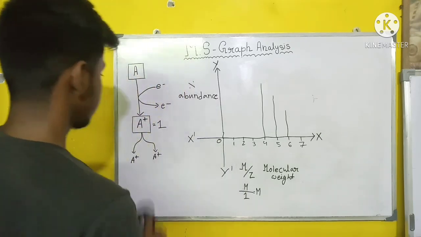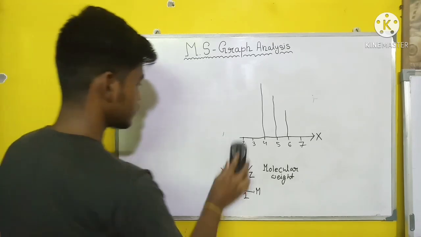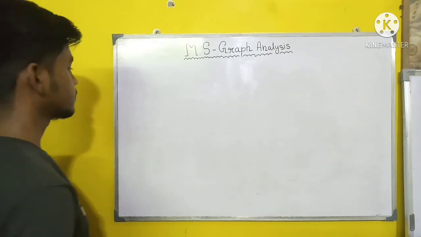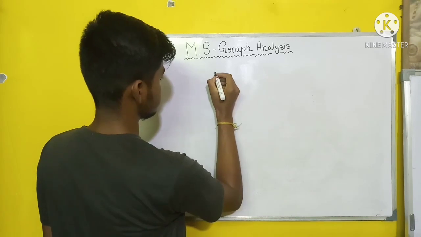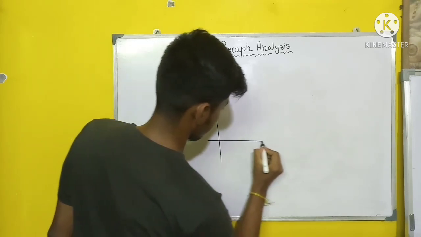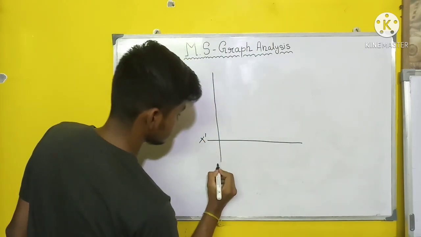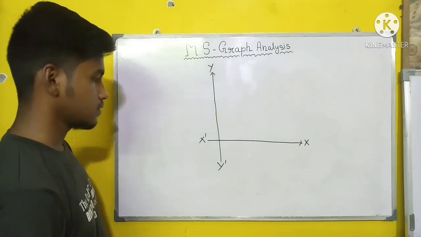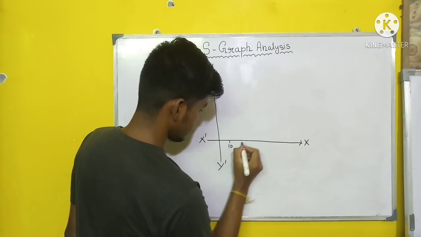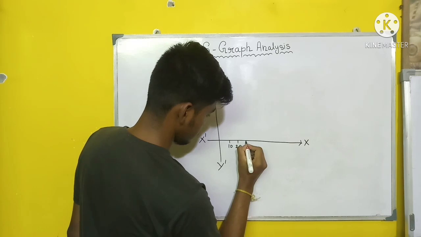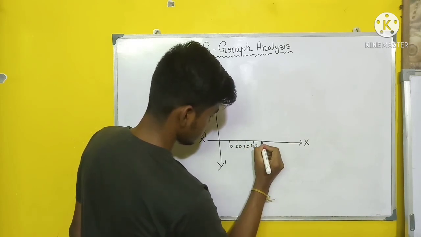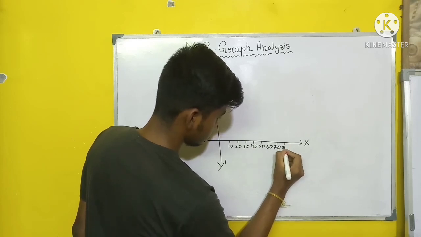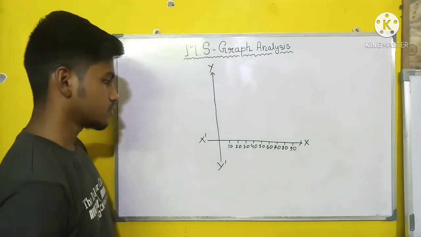Suppose in an examination your teacher gives you some sums from this graph analysis of mass spectrometry. Suppose your teacher has given you a graph like this. This is the x axis, this is the y axis, and here are some molecular weights: 10, 20, 30, 40, 50, 60, 70, 80, 90. So these are the molecular weights.